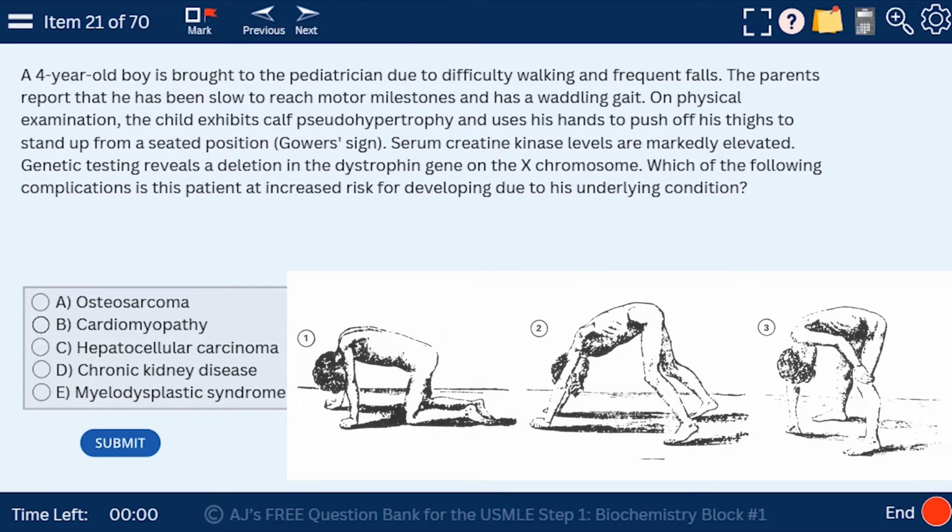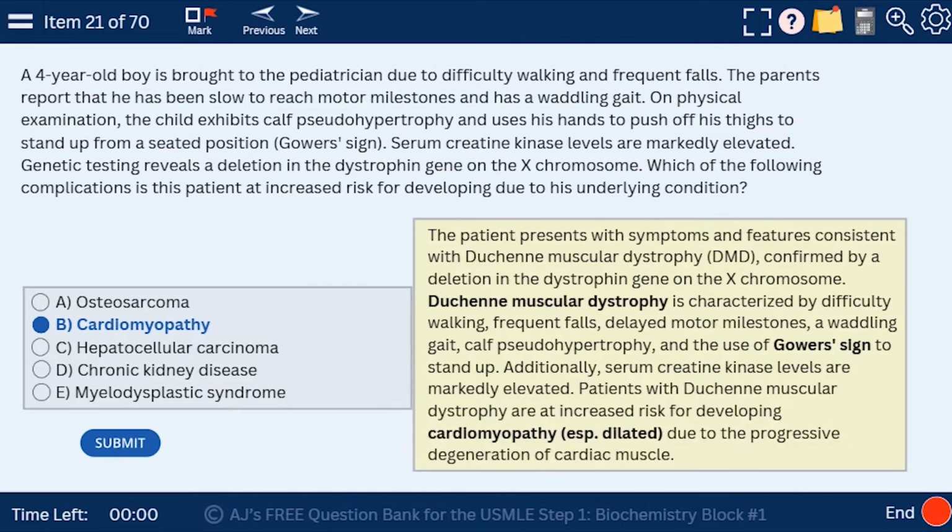This is Duchenne, and Duchenne is associated with cardiomyopathy, and you can read about that over here. Duchenne, Gower sign, cardiomyopathy, dilated cardiomyopathy due to the progressive degeneration of cardiac muscle. And make sure you remember the pseudohypertrophy in the calves.